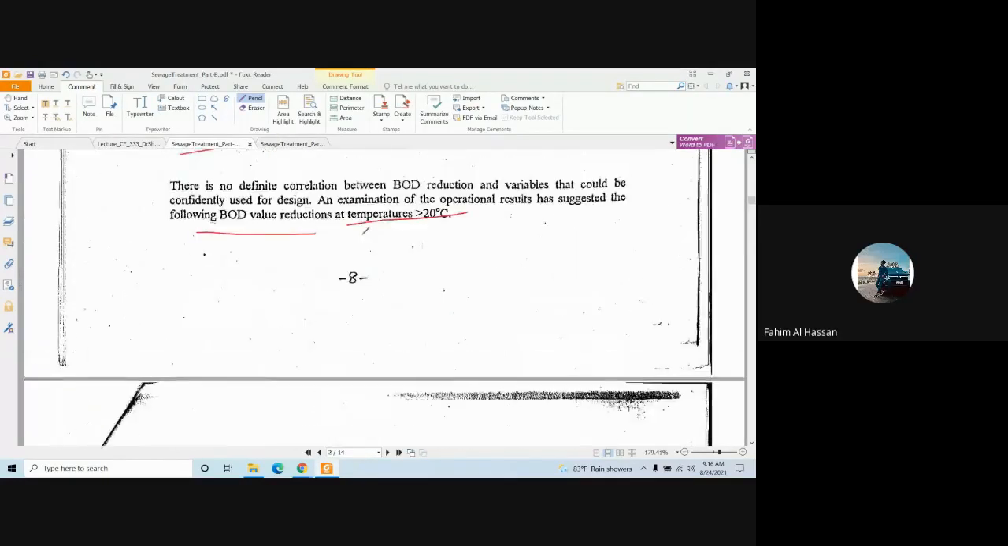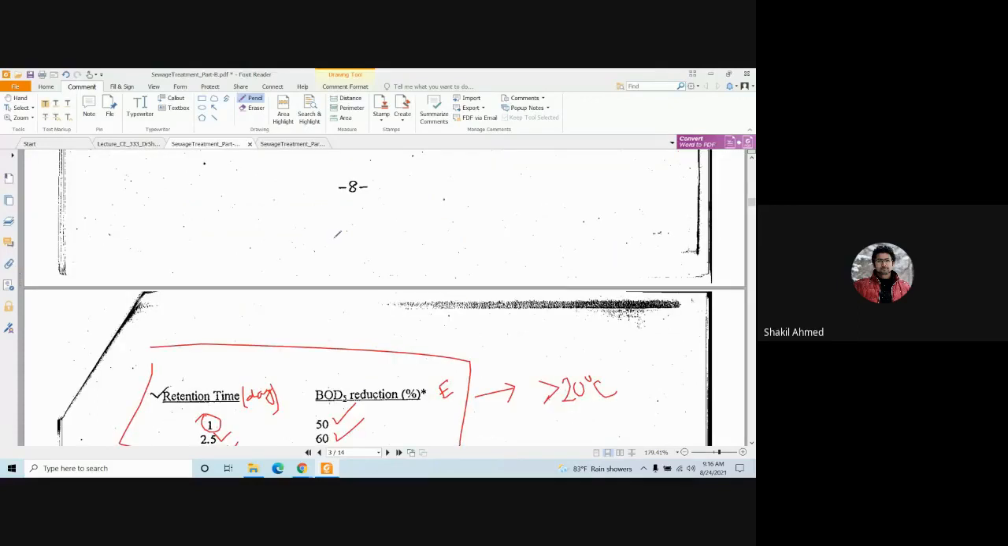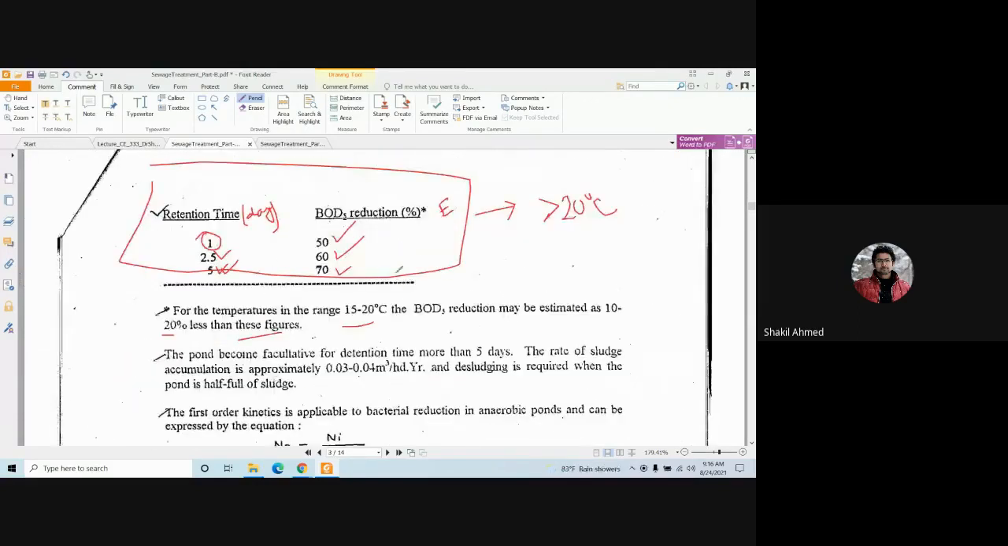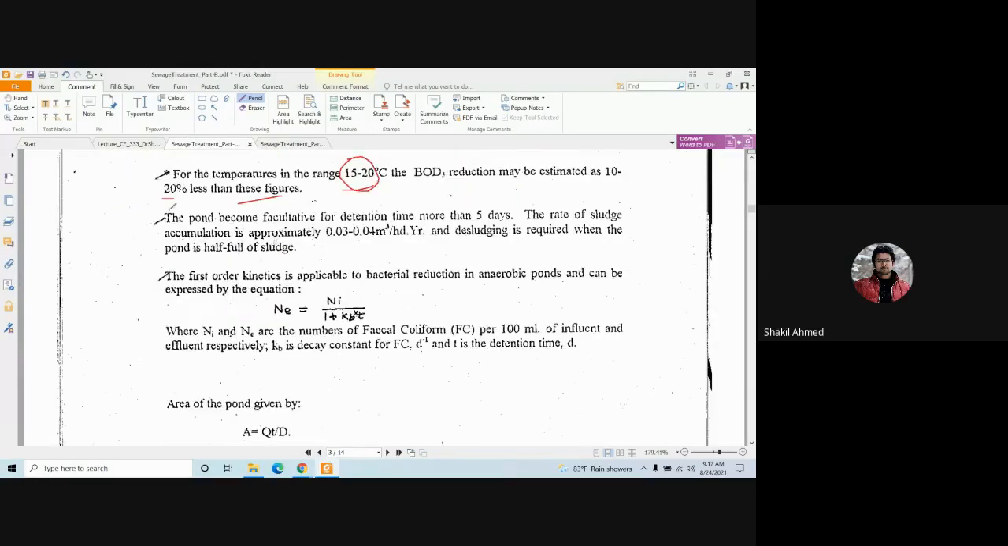By the way, this condition is for temperature greater than 20 degrees Celsius. If the temperature is lower than 20 degrees Celsius, then this value will also be reduced. The pond becomes facultative for detention time more than 5 days. The rate of sludge accumulation is approximately this much cubic meter per hectare per year, and desludging is required when the pond is half full of sludge.